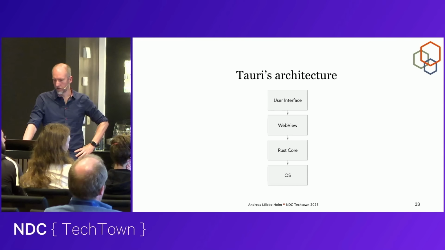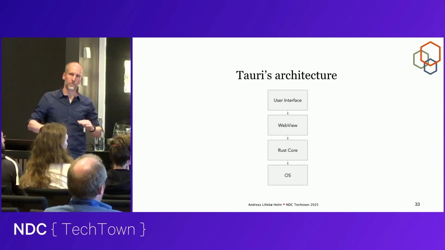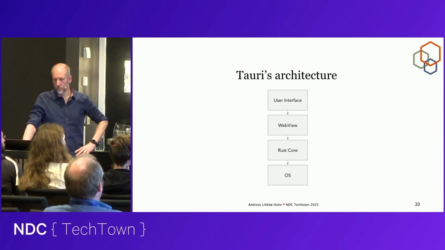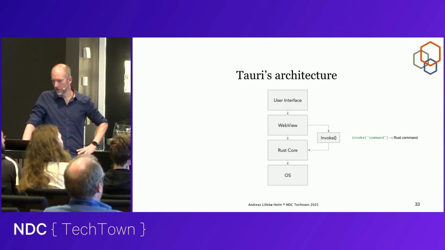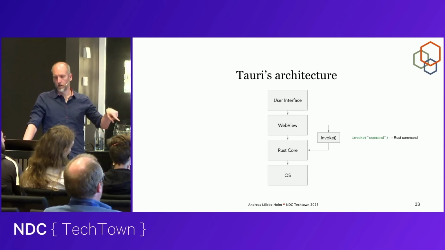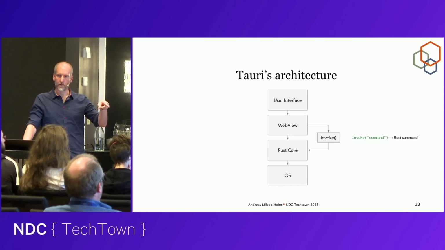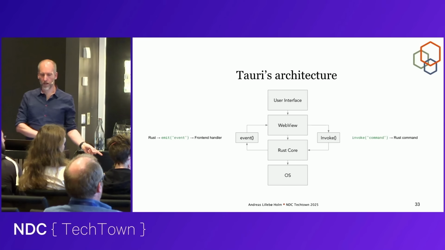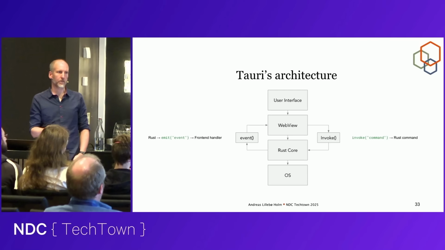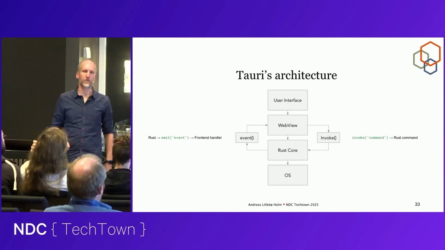If you look at the Tauri architecture, you have the user interface, the Webview, the Rust core, and the OS. Those are the main parts of the Tauri framework. The Webview and the Rust core have this message passing, the IPC communication, and you do that via the invoke command from the Webview to the Rust core. That command maps to a Rust command. The other way around, Rust can emit events, and the front end can set up a handler to respond to that event.